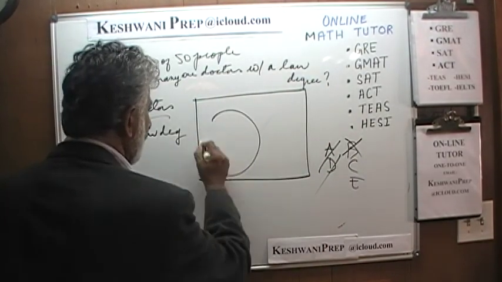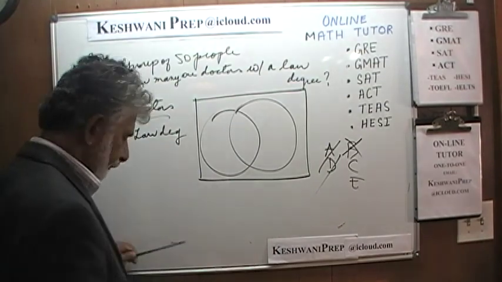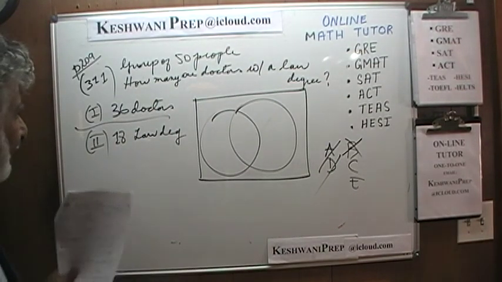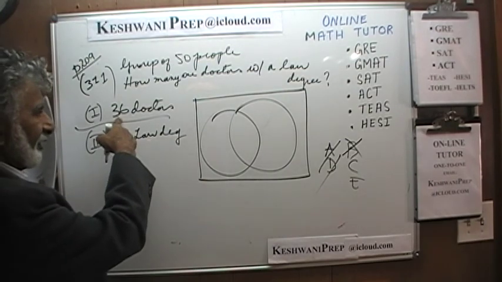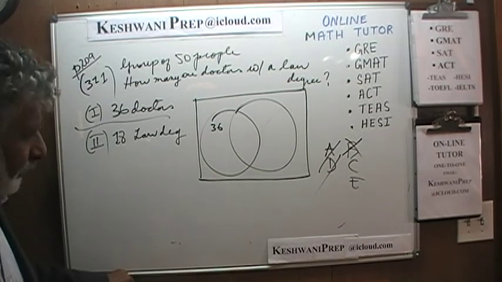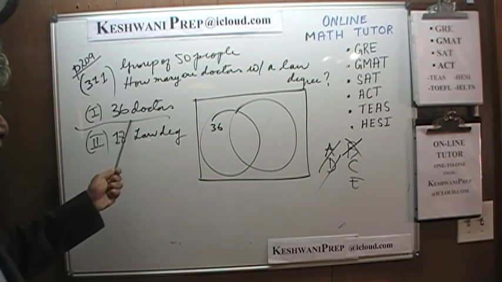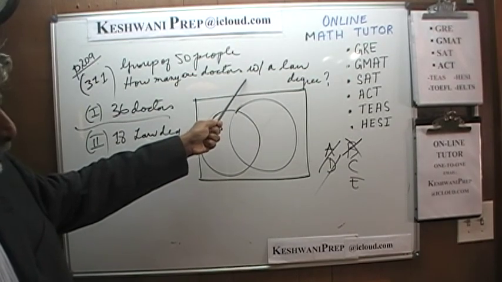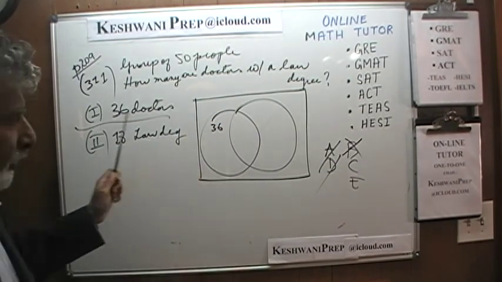Form of a Venn diagram, okay? So, we know there are 36 doctors. There are 36 doctors right here. But you have to keep in mind that some of these 36 doctors also have a law degree, which is the whole point. Some of them are both doctors and lawyers. So that goes in here.